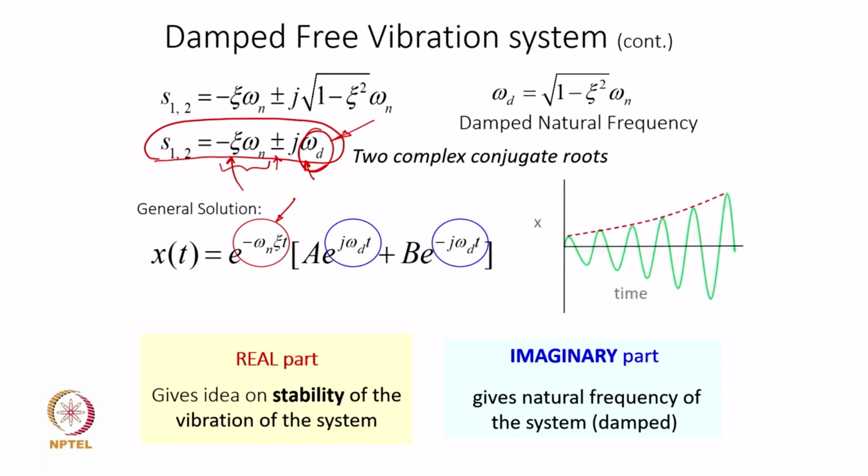So, this is what I mentioned: if this real part, zeta omega n, is greater than 0, the response is going to grow with time. Although there are oscillations, and here also the time period is going to correspond to the damped natural frequency, these oscillations will grow in their amplitude after every cycle. That is the main important takeaway of the two complex conjugate roots that we just derived.